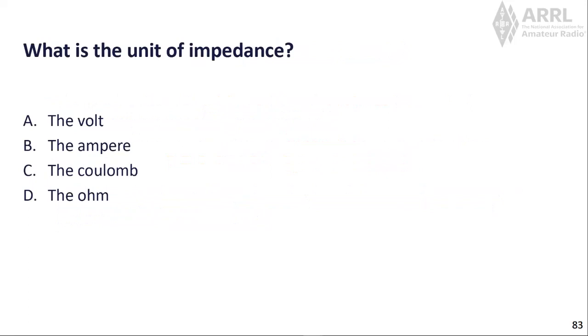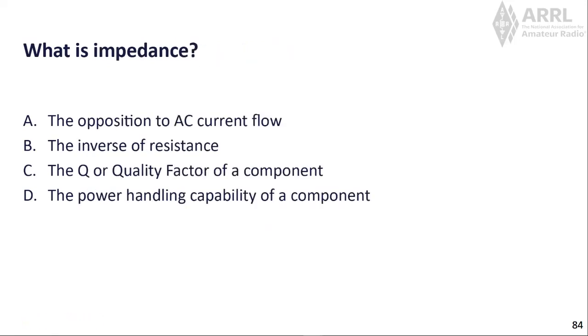What is the unit of impedance? That would be D, the ohm. What is impedance? A, the opposition to AC current flow. You can think of it as like AC resistance, but it only applies to the AC portion of the circuit. All right, resonance.